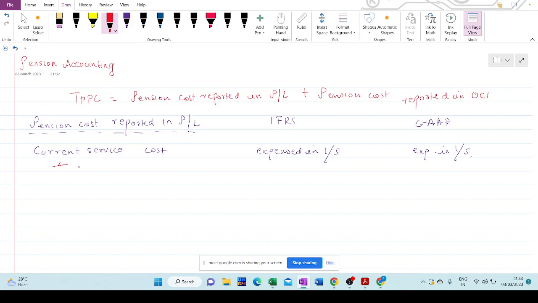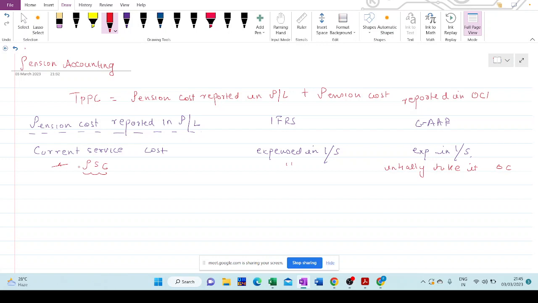Then we had the past service costs. Past service costs were expensed in the income statement under IFRS, but in GAAP we said that we initially take it to OCI, and then we amortize it on the income statement over the average remaining service life of the employees. And what were past service costs? Past service costs were basically the changes in PBO due to plan amendments, such as changes in the benefit factor.